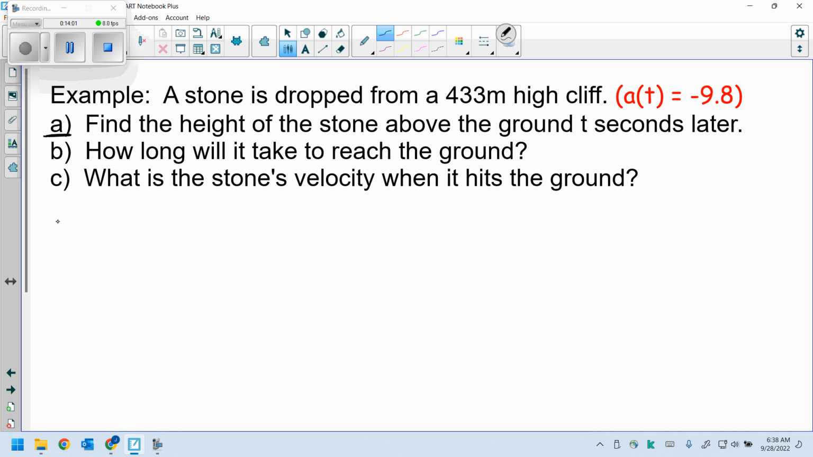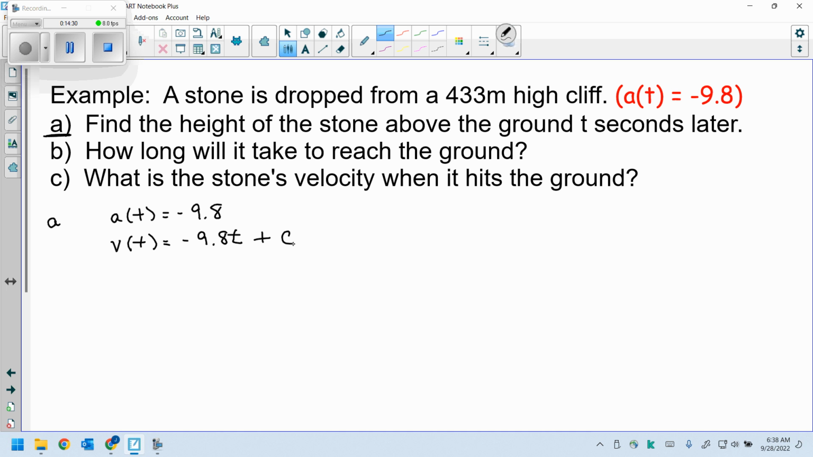So in part A, I'll start out by saying that a of t is negative 9.8, which means that its antiderivative, velocity, is negative 9.8 t. We're not dealing with x's here, we're dealing with t's, plus c.